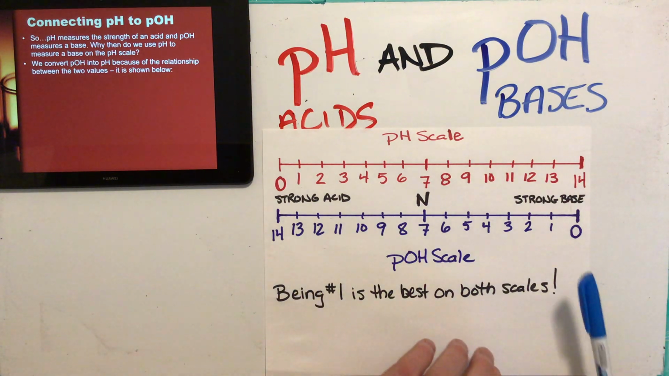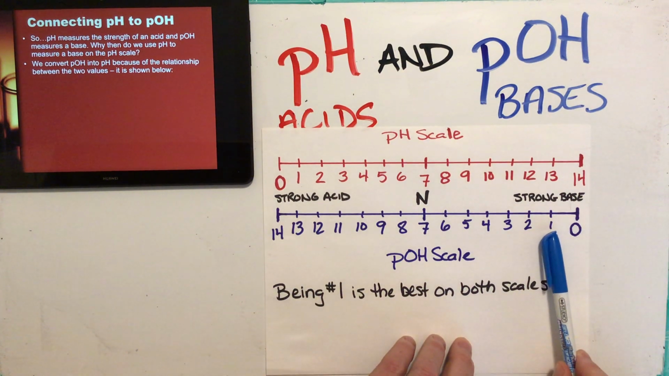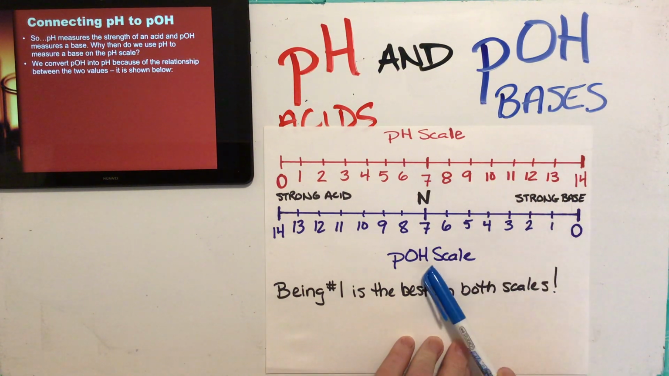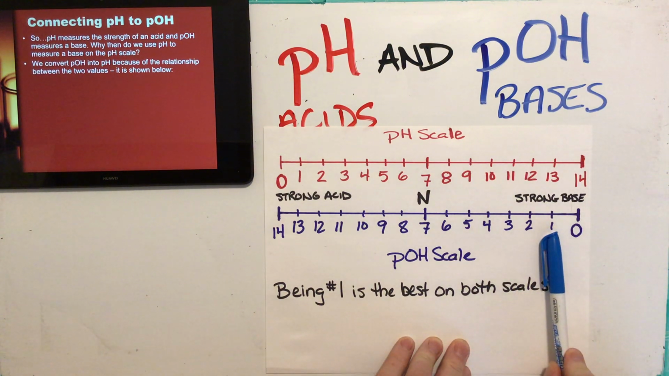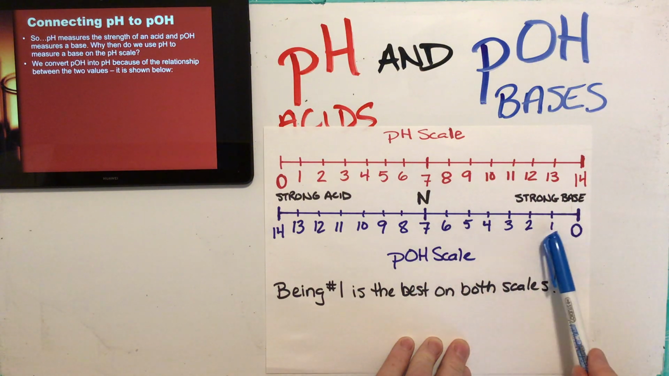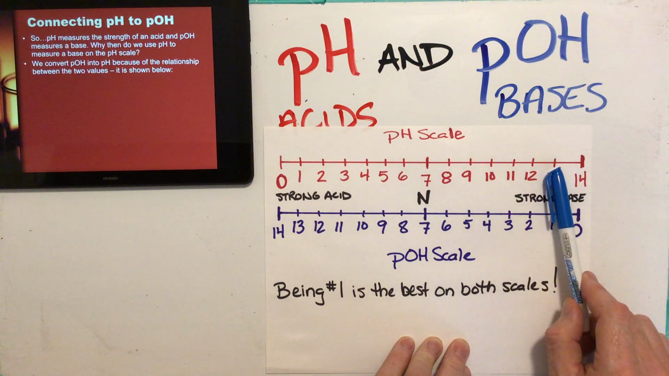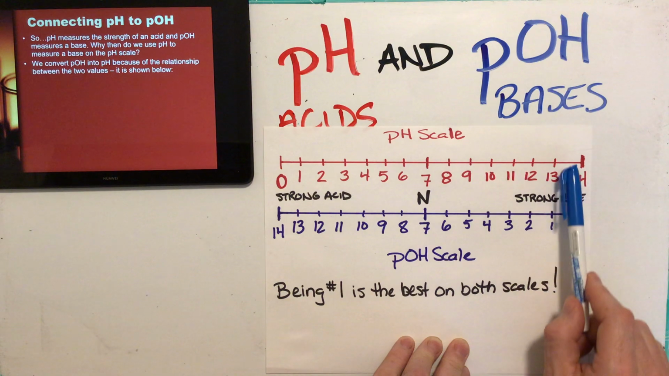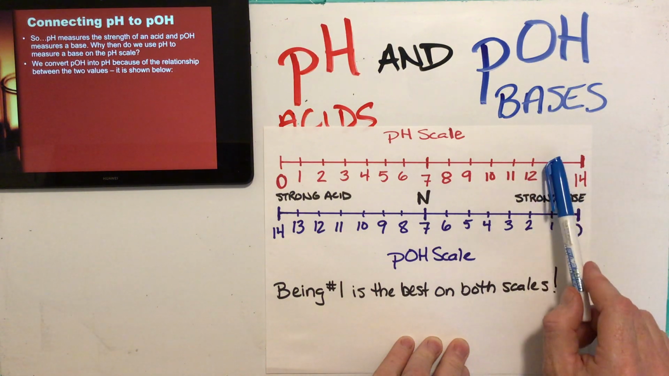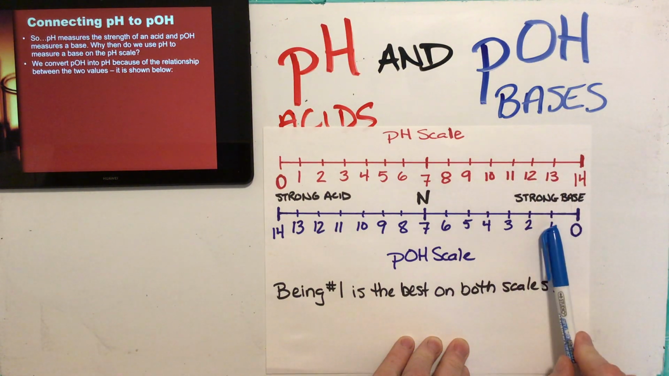And look for bases. If I took a really, really strong base, like the drain cleaner. The drain cleaner's right here on the pOH scale. The blue scale is pOH. It's amazing. Being number one is the best. Drain cleaner's here. Its pOH value is 1. Now, if I relate that to the pH scale, it's at a 13. I'm wicked at being a base, but I suck at being an acid. I'm no good at being an acid at all because I'm an incredible base.